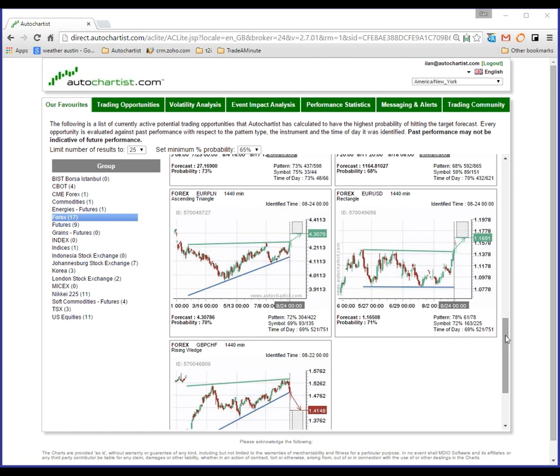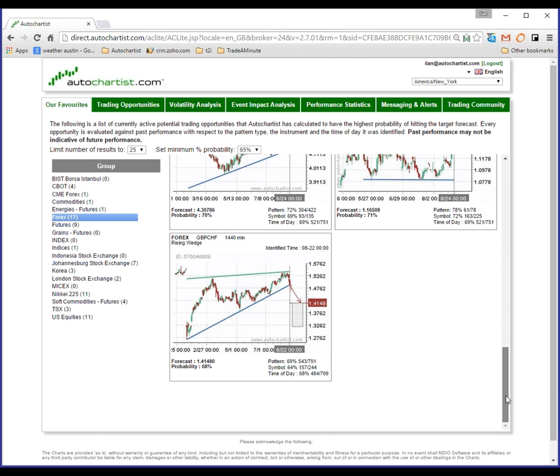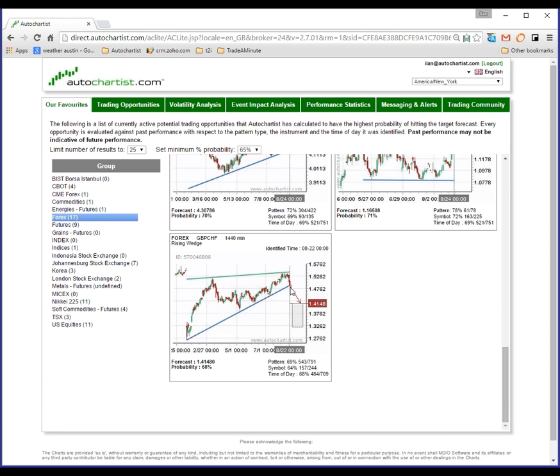And then the last opportunity on my screen that I have is this pound Swissy opportunity here. It looks to me like a rising wedge. Yeah, it is a rising wedge. Again, a movement against a forecast, against the prevailing trend, clearly against the prevailing trend. Again, this is a long-term projection.